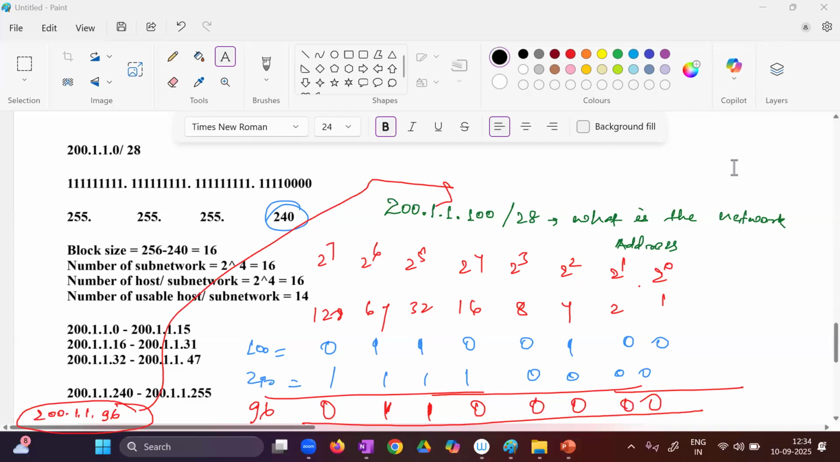Note this down. How about block size? If we add the block size, we then get the broadcast address. But the question will generally be about the network address, because we always use the network address.